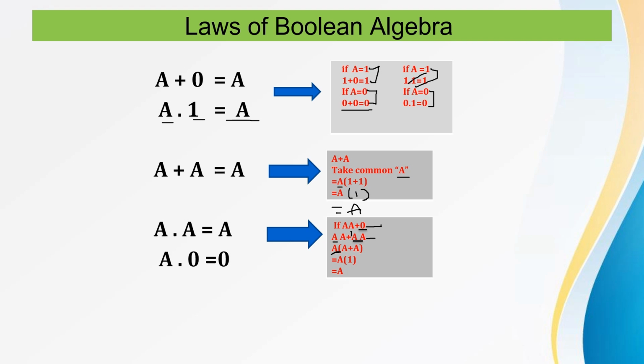Next, a dot 0. If we multiply anything with 0, it reflects only 0. Next, a plus 1 equals 1. That means the OR operation of a and logic 1 is always equal to 1.